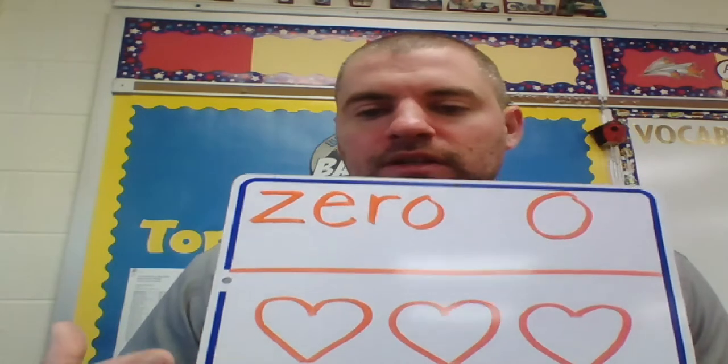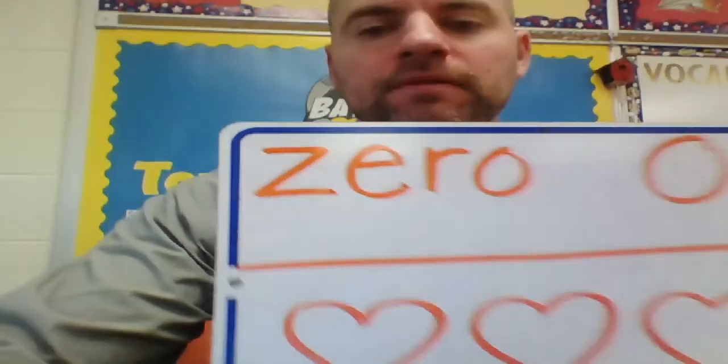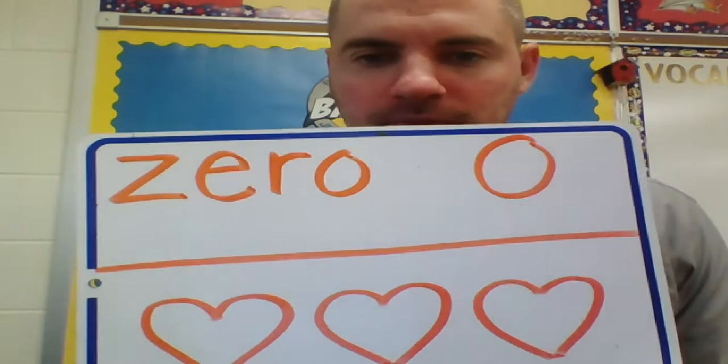Now, if you look at my whiteboard, I have the word zero up here, and then the number zero. I have three hearts at the bottom, and I'm going to show you what this means for the number zero in a second. But first, let's talk about the number zero.